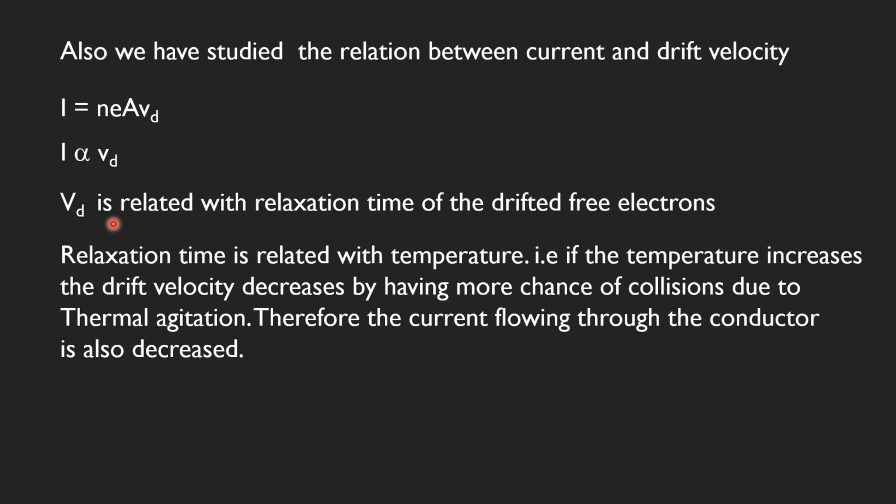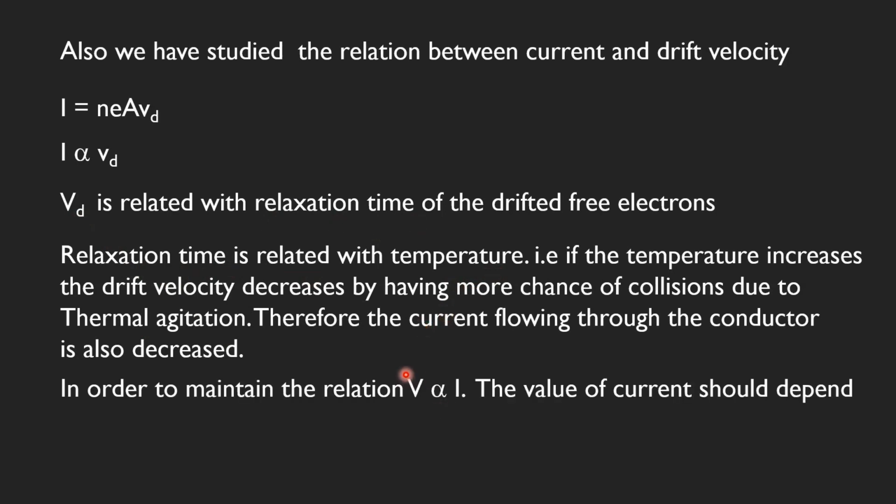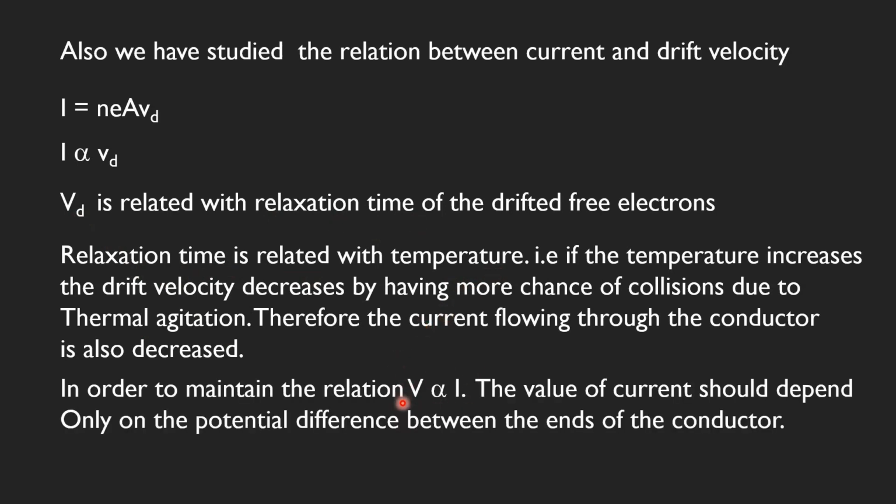So drift velocity is related with relaxation time. Relaxation time is related with temperature. Okay. Here, in case of doubling the potential, the current is doubled. We have told when we double the voltage, the current is doubled. And in order to maintain this relation, the value of current should purely depend only on the potential difference between the ends of the conductor. Then only we can say Ohm's law is valid.